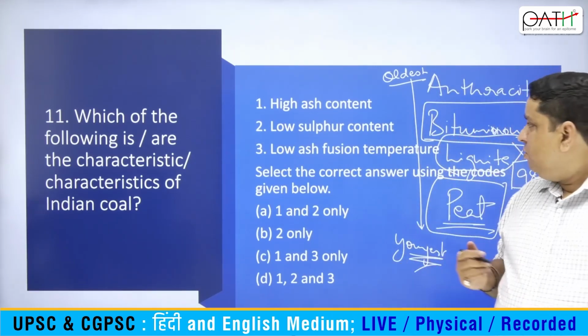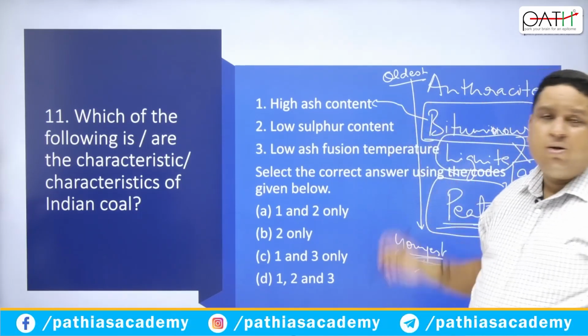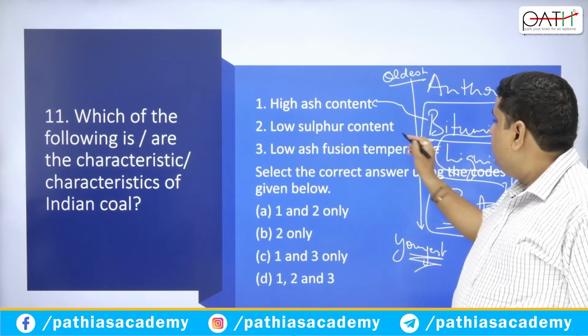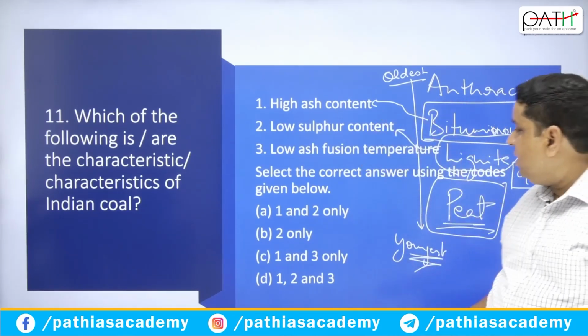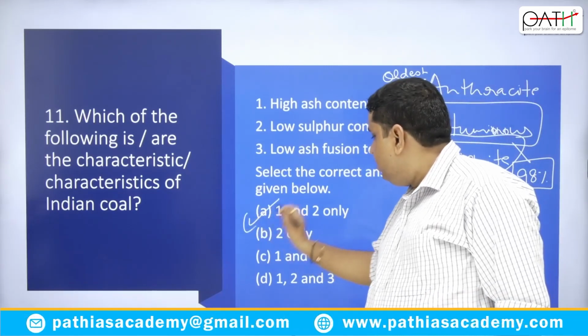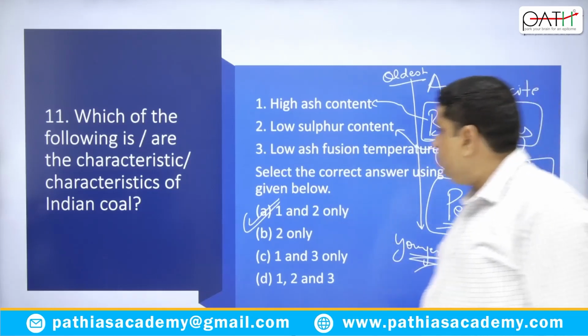Okay, so this bituminous coal in India is having high ash content, and it is also having low content of sulfur. So both of these two statements are correct. So your answer will be option A, 1 and 2 only. Let us move to the next question now.